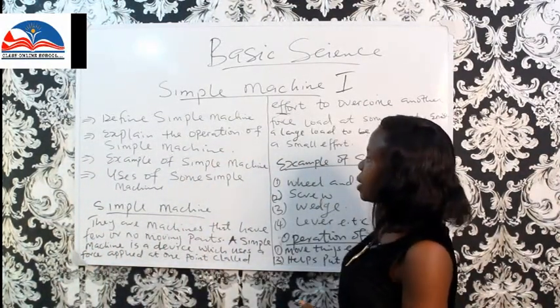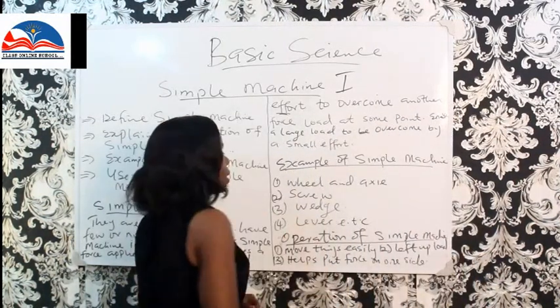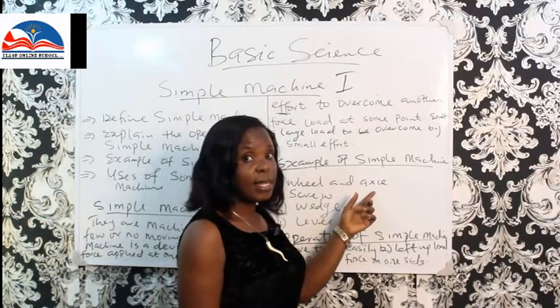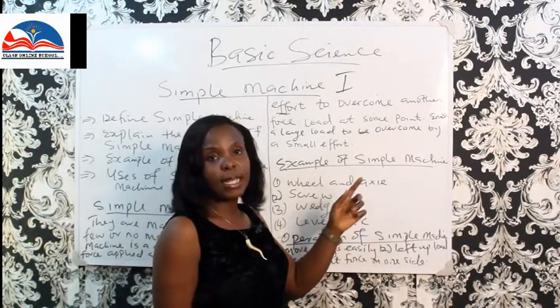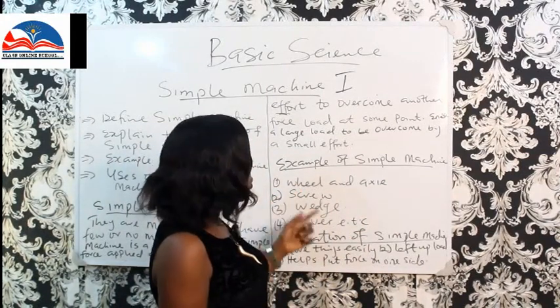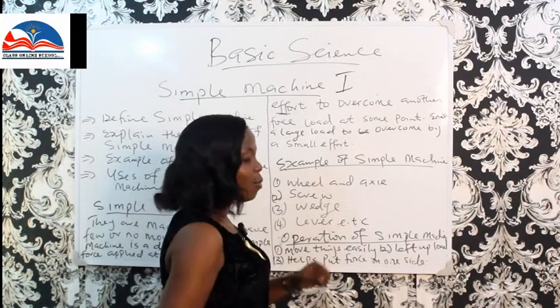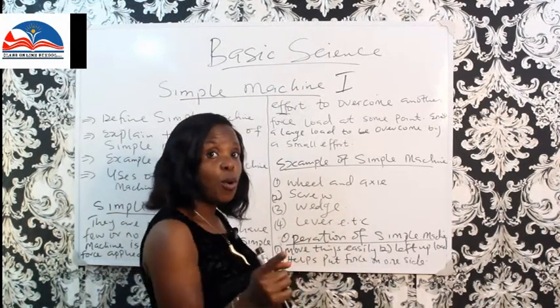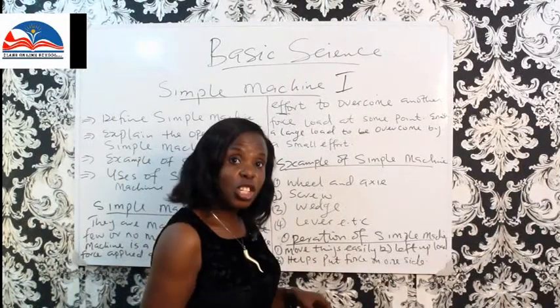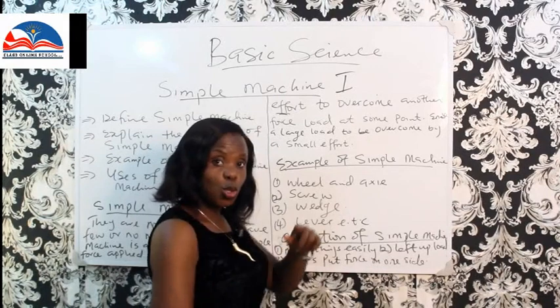And now we look at examples of simple machines. Let us look at the wheel and axle. We have wheel and axle, we have screw, we have wedge, we have lever. For the wheel, if you have a bicycle, you see that you have spokes on it, or you have a machine, even your vehicle, that wheel that helps it to turn.